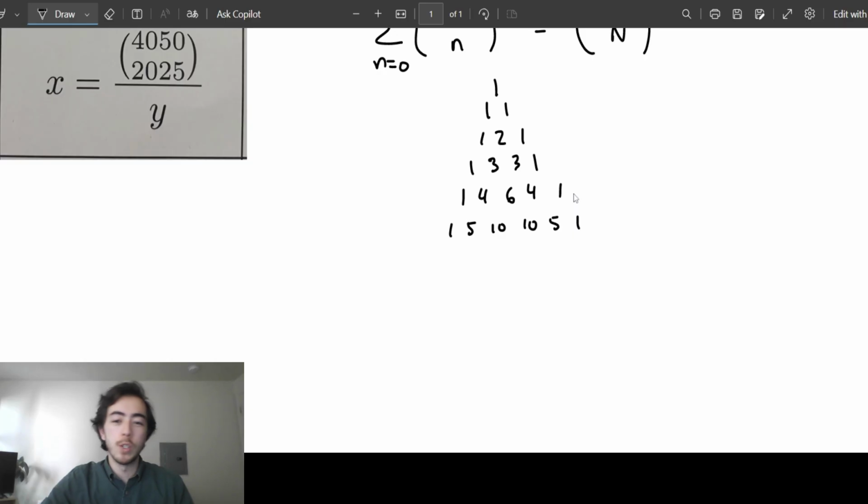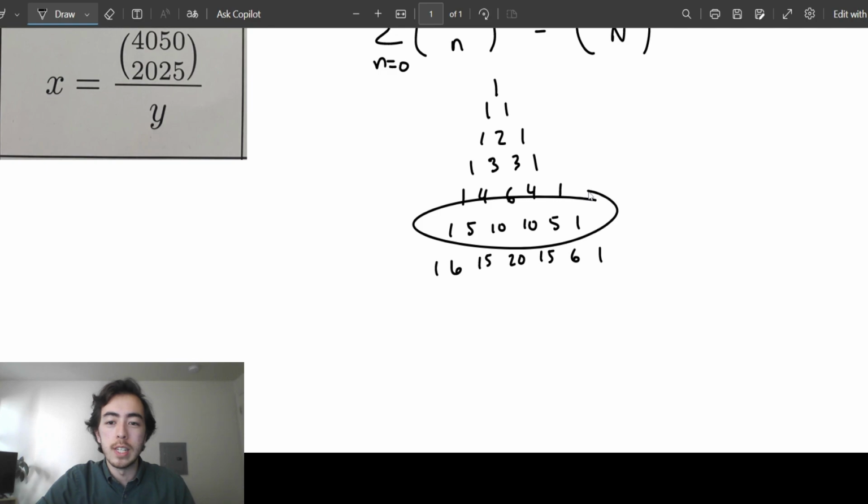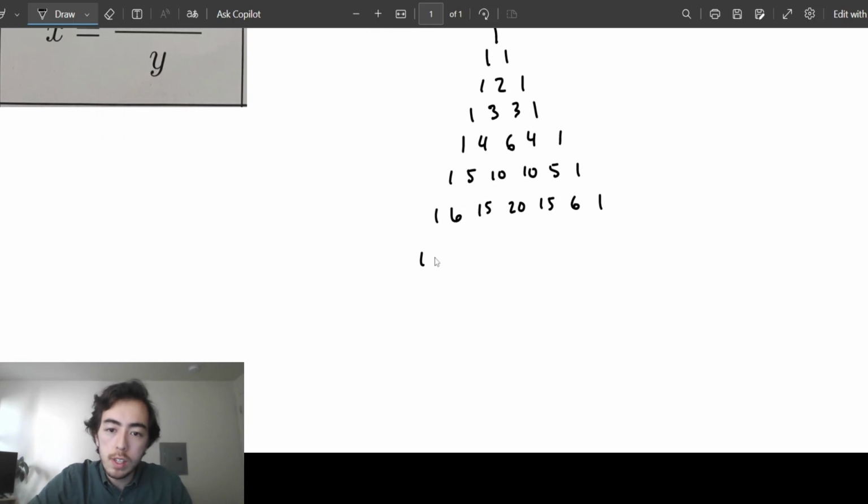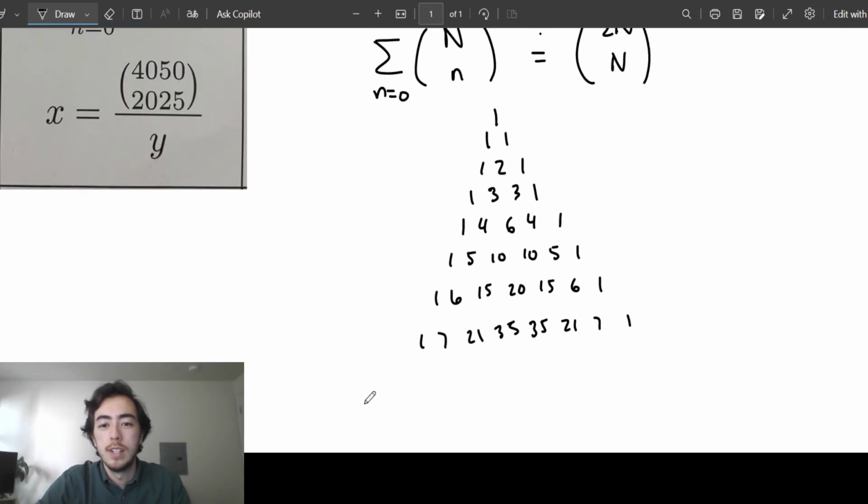It's got this nice symmetry. The left side and the right side are the same. 1 6 15, 20 15 6 1. It alternates between like an even number of entries and an odd number of entries. Let's just do a few more. Why not? 1 7 21 35 35 21 7 1. And maybe I'll stop there.